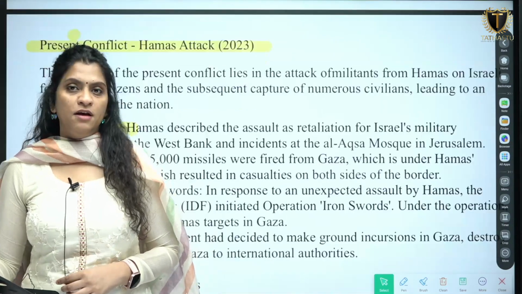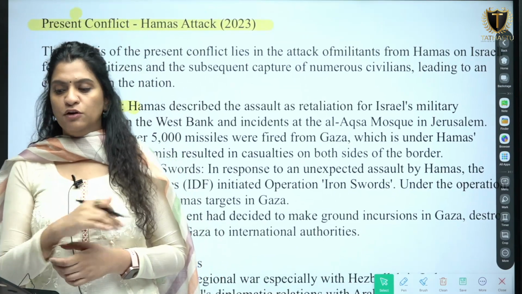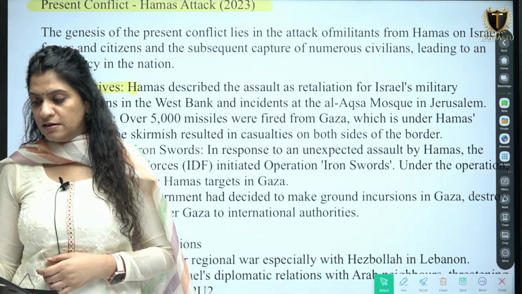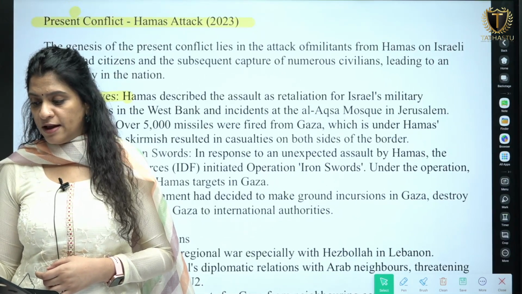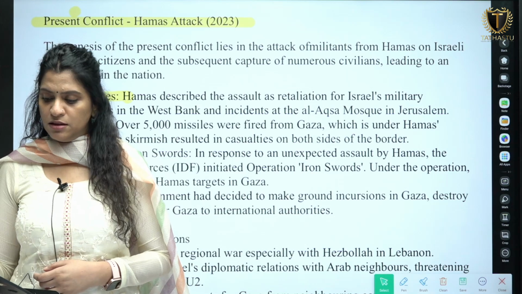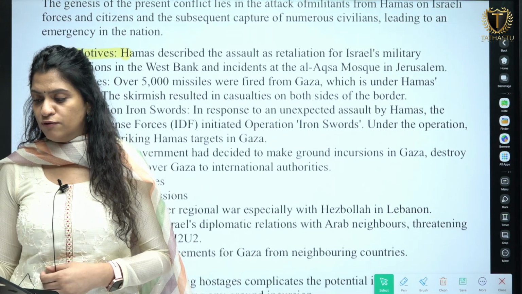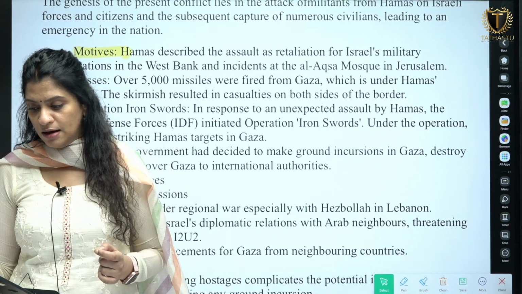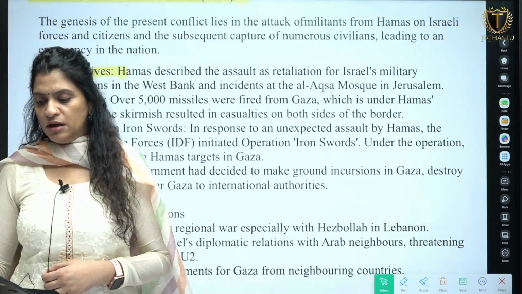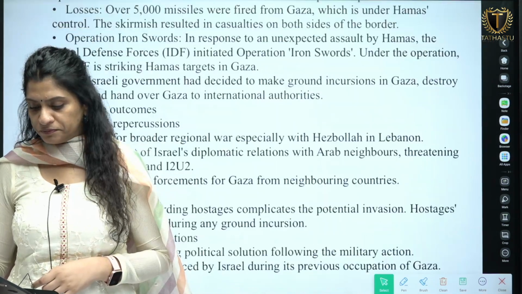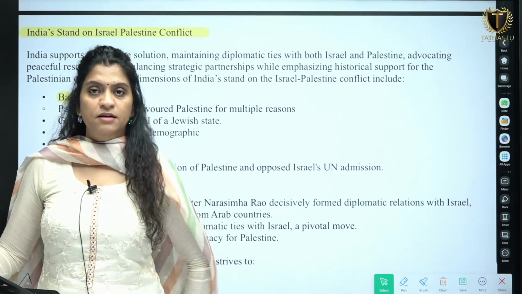So the present conflict: the Hamas attack happened in 2023. Now, what is the background of the present conflict? The genesis of the present conflict lies in the attack of militants from Hamas on Israeli forces and citizens, and the subsequent capture of numerous civilians, leading to an emergency in the nation. What was Hamas's motivation? Hamas described the assault as retaliation for Israel's military operation in the West Bank and incidents at the Al-Aqsa Mosque in Jerusalem. So this led to the present conflict in the region. Then, what is Israel's stand and India's stand on the Israel-Palestine conflict?